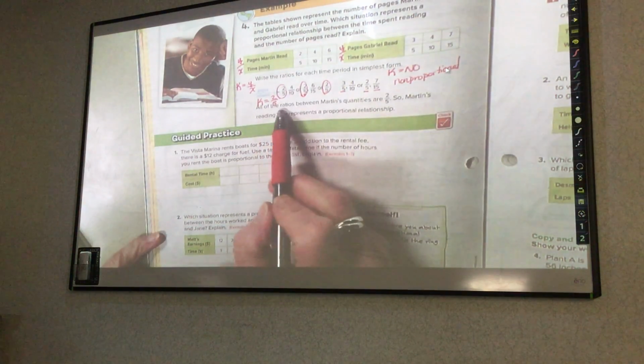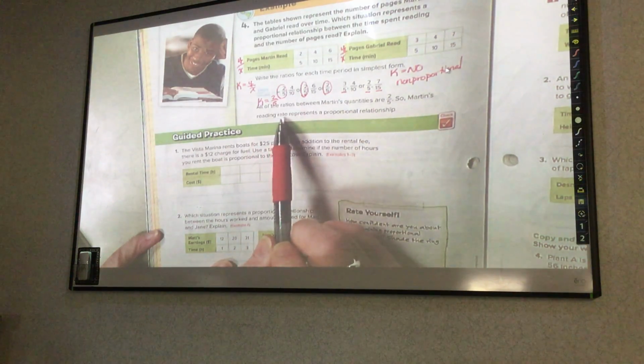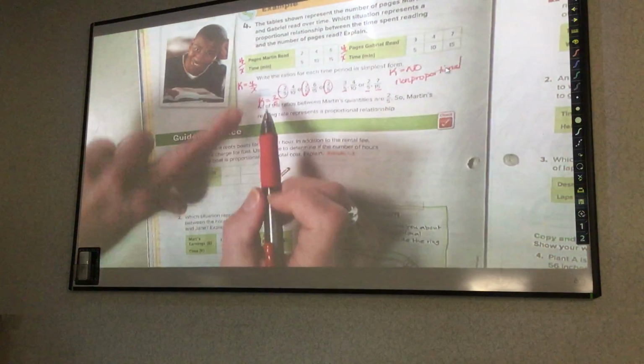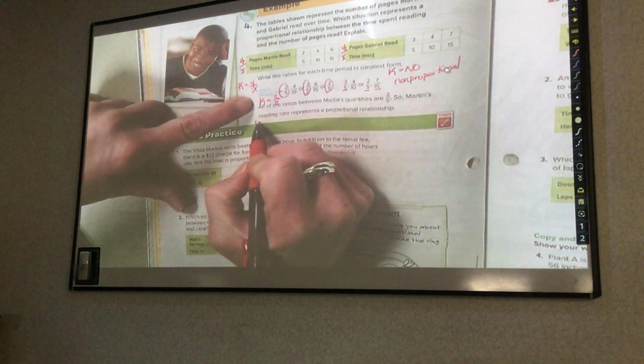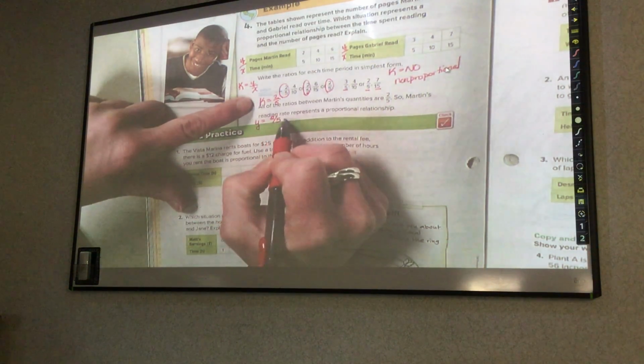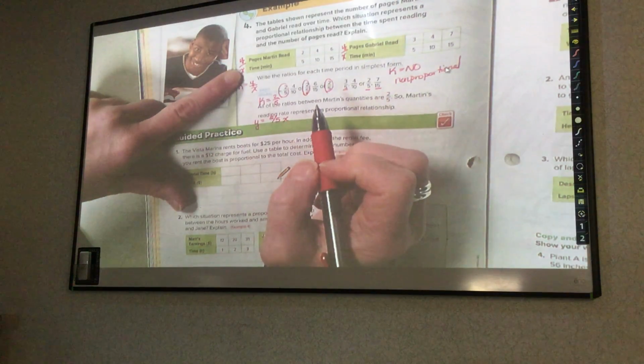It says all of the ratios between Martin's quantities are 2/5, so Martin's reading rate represents a proportional relationship. And then we would be able to write Martin's as y equals 2/5 x. Y is your pages, x is your time.